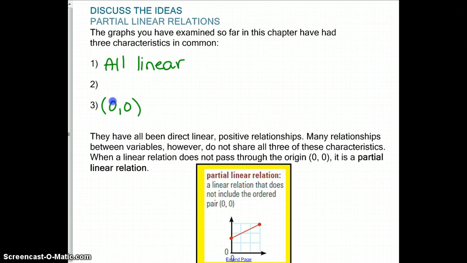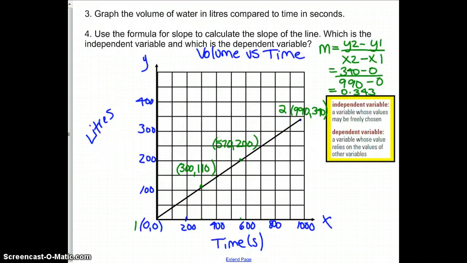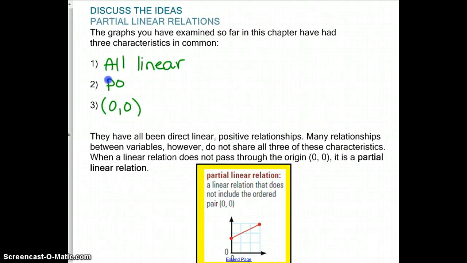And what do you notice about their slopes? If you look at this slope, good. They're all positive slopes. Okay, which means they all go up like that. So they've all been direct, linear, which again means that they start at 0 and 0. They have positive slopes. So, yes. So our new definition is that we have positive linear relation. So that is when you have a linear relation that does not start at 0 and 0. So direct ones start at 0 and 0, partial ones do not.